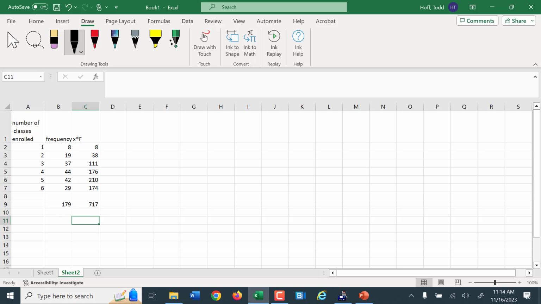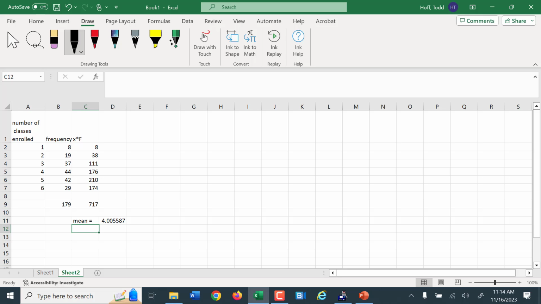So my mean is going to equal, notice I had equals, I just click on this one, divided by this one, my total frequency, and it gives me 4.005. So basically, 4 classes. The mean here is 4 classes, which is the mean number of classes that a student is taking.